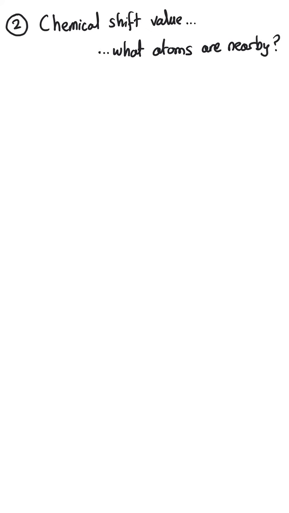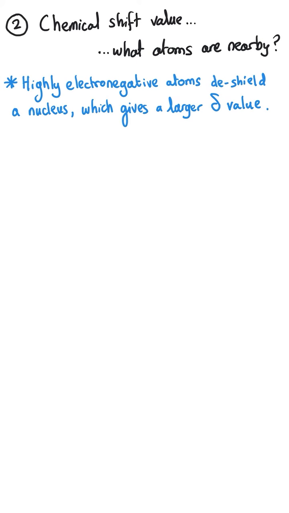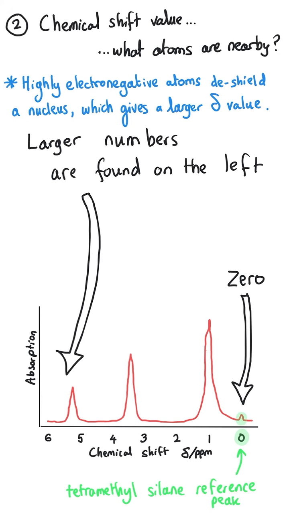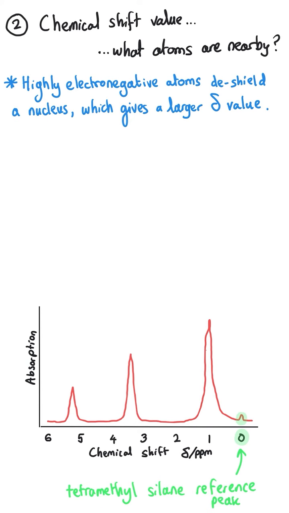The spin of an atom's nucleus, and therefore the energy absorbed when an external magnetic field is applied, depends on what type of atom is nearby within the molecule. And this in turn affects the chemical shift value. In general, the presence of a highly electronegative atom nearby within a molecule is likely to increase the chemical shift of nearby protons or carbon atoms.